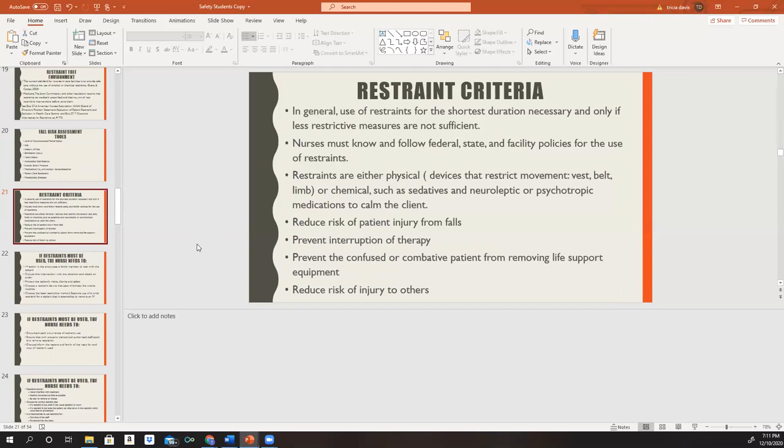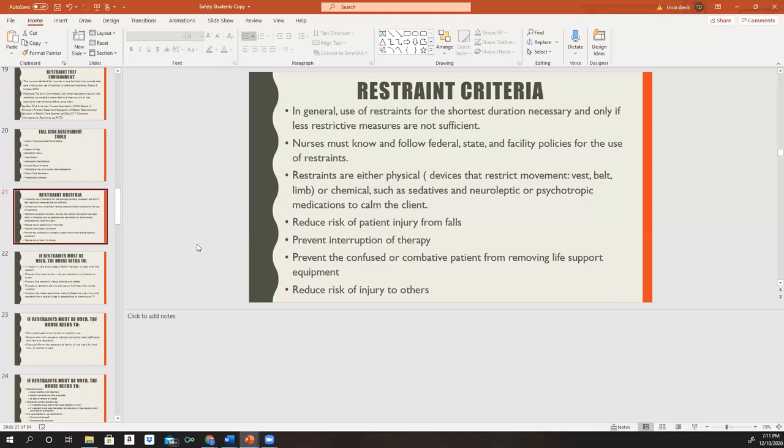Nurses must know and follow federal, state, and facility policies for the use of restraints. My facility makes us do yearly competencies, and there is a competency on restraints, so we go through them often. Restraints are either physical, which includes devices that restrict movement, so you can have a vest, you can have a belt, or chemical restraints such as sedatives and neuroleptic and psychotropic medications to help calm the patient. You want to reduce the risk of patient injuries from falls.